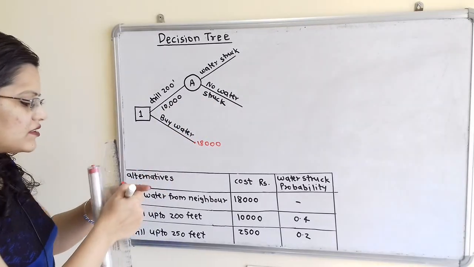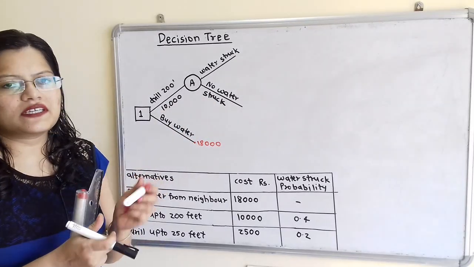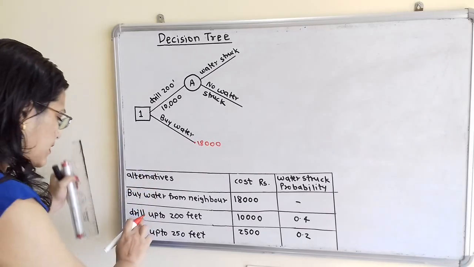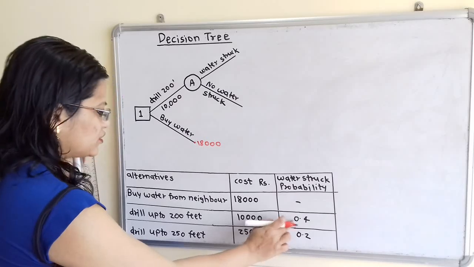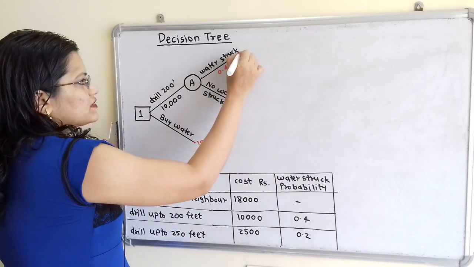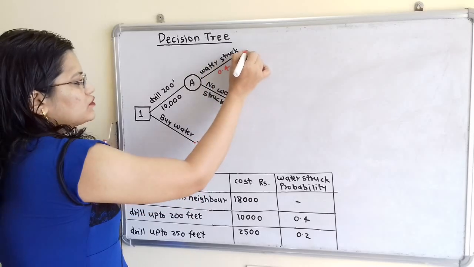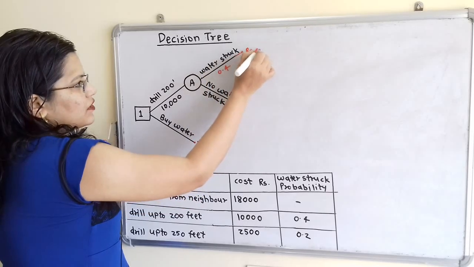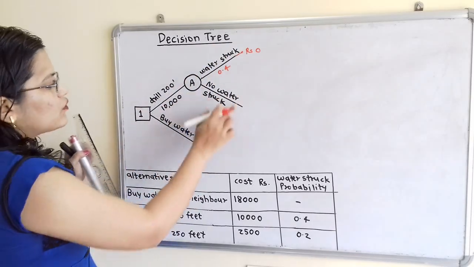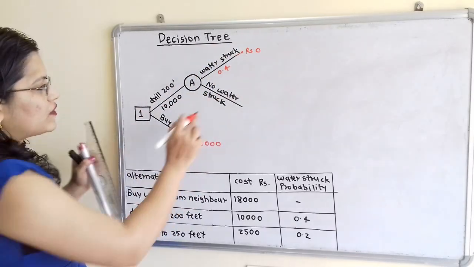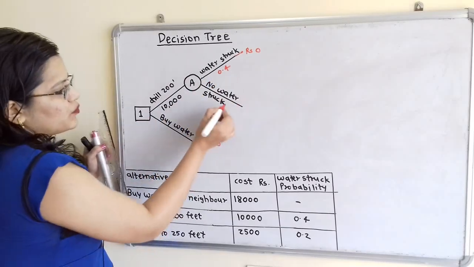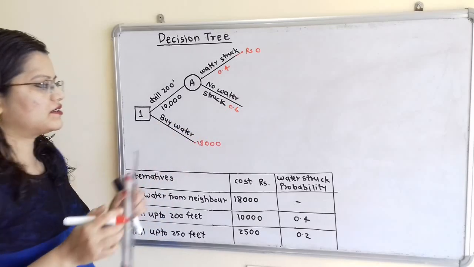Now when water struck, that means our requirement is getting fulfilled. So this is the terminal branch and the probability for water struck is mentioned 0.4. So we will mention here probability, and what is the outcome? So outcome is ₹0 because our requirement is getting fulfilled. Now if no water struck, what is the probability for this? That is 1 minus 0.4, that is 0.6.